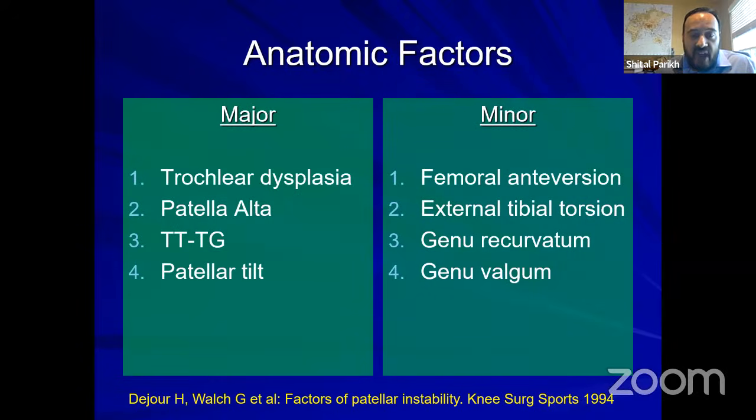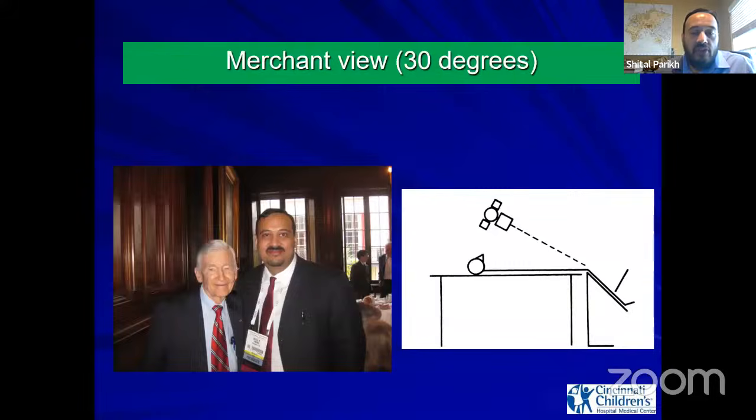When we're looking at anatomic factors, these were described a long time ago, in 1994. So it's been about 30 years, and they are still valid. These are the factors that we look for. The major factors are trochlear dysplasia, patella alta, increased TTTG distance, and increased patellar tilt. And the minor factors are anteversion, external tibial torsion, recurvatum, and valgum. The minor factors are mainly with the alignment of the leg, and the major factors are mainly around the knee joint.